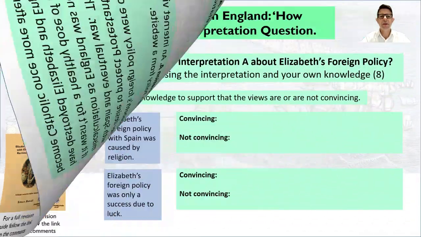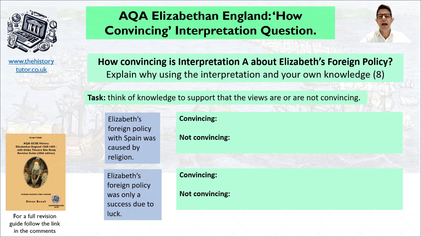So now have a think about the knowledge you might use. So start annotating around your extracts the knowledge that might support these viewpoints, or knowledge that might say this viewpoint's not correct. So is there knowledge that's suggesting a different viewpoint? That's the tricky bit. See if you can think about that. So pause me now and have a think of some of the knowledge by looking over the pages of your revision guide or looking through my revision videos about foreign policy.